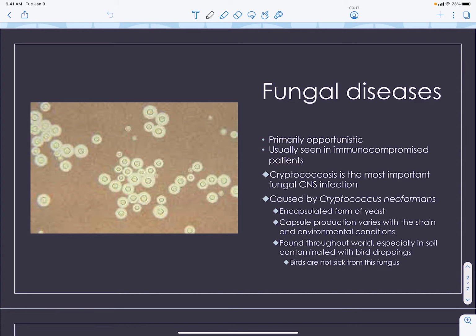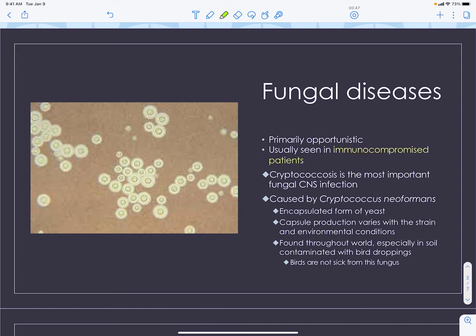So fungal infections of the central nervous system are going to be an indication that there is something else going on with your patient, because most immune competent individuals are going to be able to clear fungal infections before they have a chance to get to the central nervous system. So fungal infections should be considered opportunistic when they're in the central nervous system. So these are going to be found primarily in immune-compromised patients.